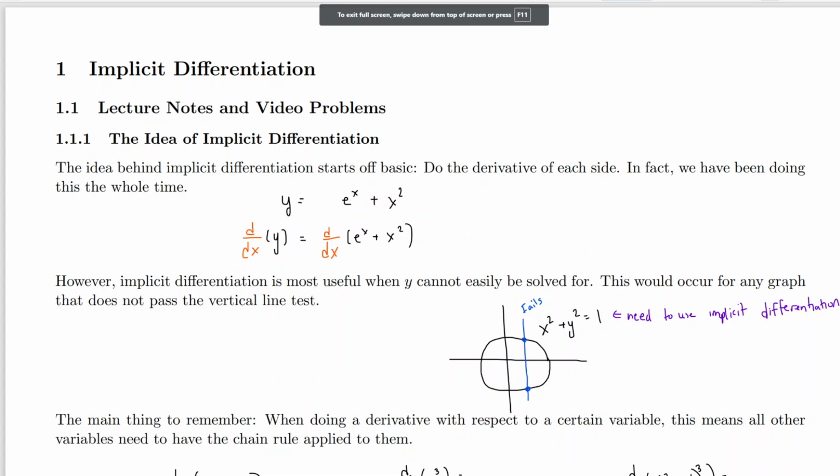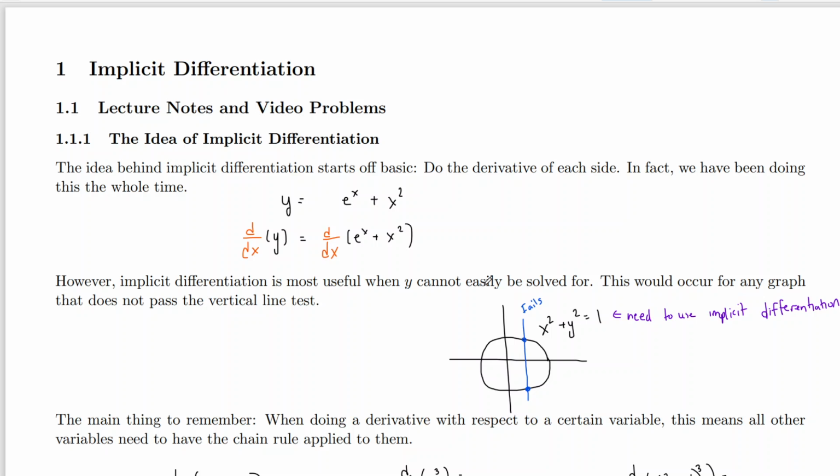Welcome back, everyone. In this video, I will be going over the lecture for implicit differentiation. Now, in this section, we'll talk about what implicit differentiation is. Kind of realize that we've been doing it a little bit, not completely, but we really have been doing the idea of implicit differentiation every time we do a derivative.